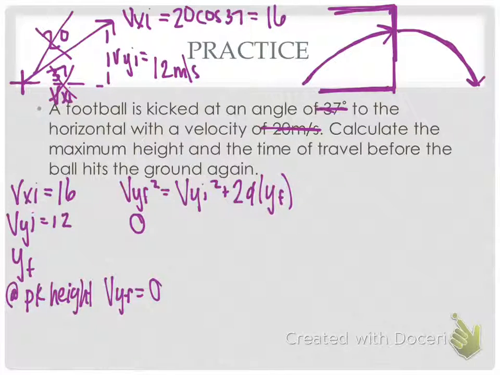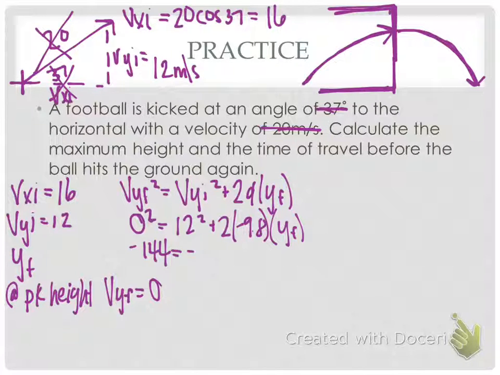Okay, so 0 squared equals v sub yi, or 12 squared, plus 2 times negative 9.8 times y final. And why did I leave off y initial here? It's 0. You don't have to include that term. So negative 144 equals negative 19.6 y final.